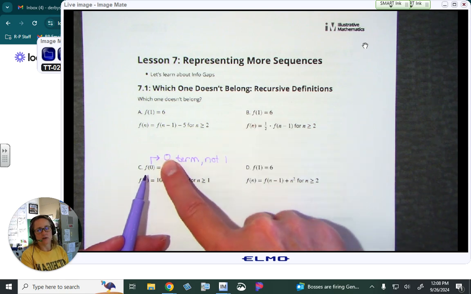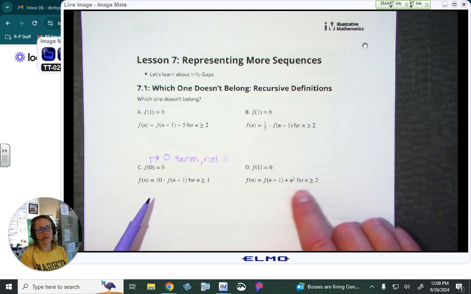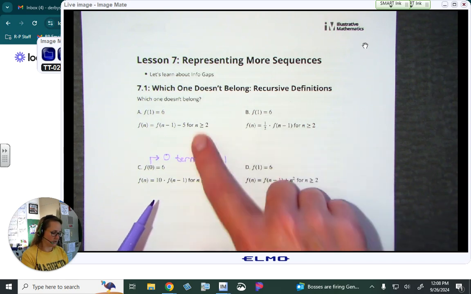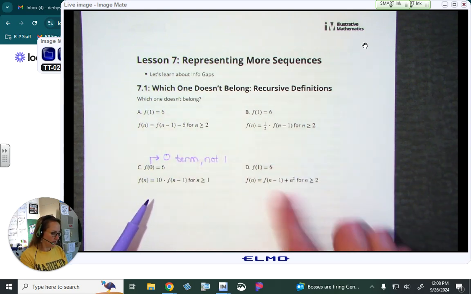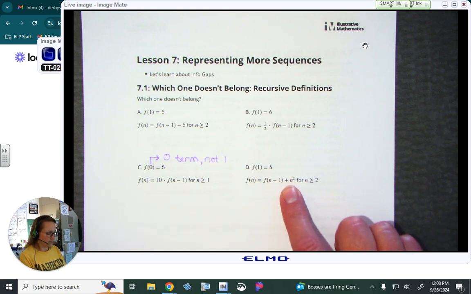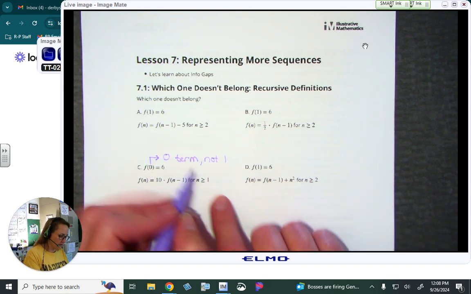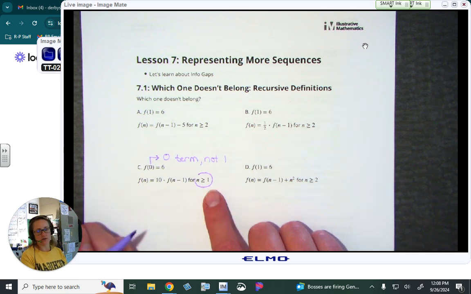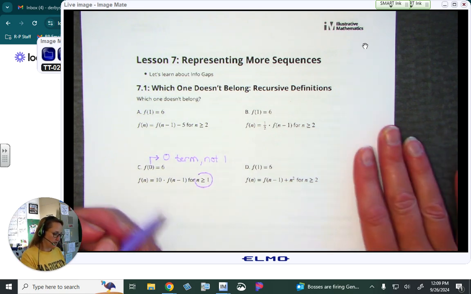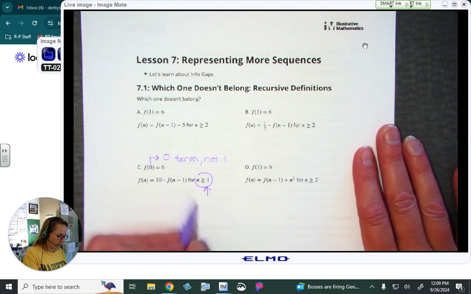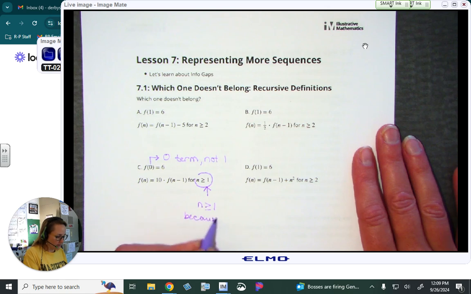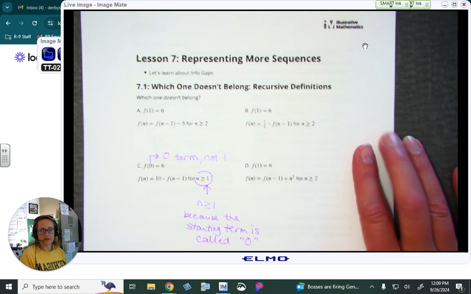It's just saying that, hey, this one starts at 0, and that also changes this inequality here. So everything else, because it tells us the first term, the equation is good for every term larger than that. And instead, this one starts at the 0 term, so it can start with the first term and everything thereafter. So that is also why this has an n greater than or equal to 1, because the starting term is called 0. Okay, so I'm just going to kind of put it that way.